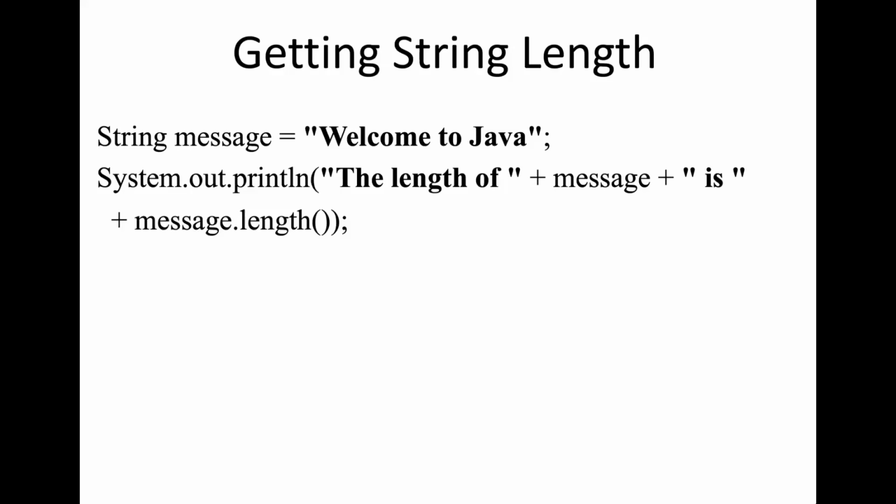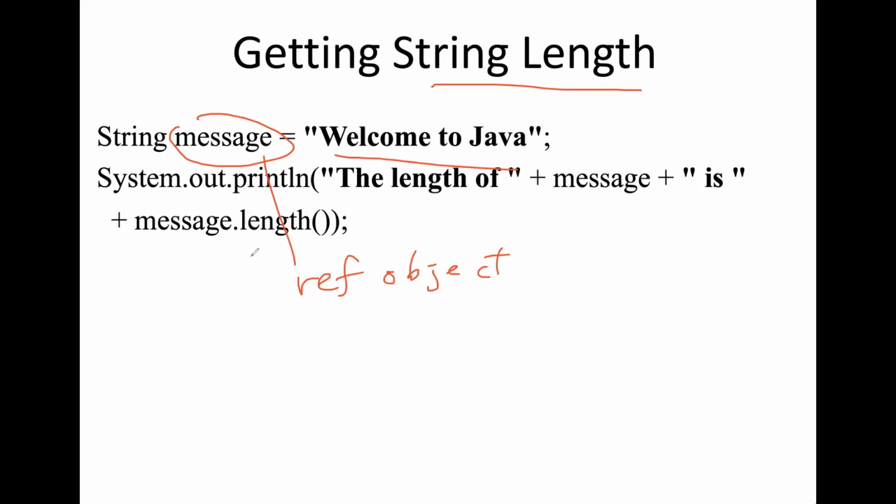Let's quickly illustrate a few string manipulation methods. The very first one is getting the string length. You've seen this a few times when we take an existing string instance at runtime, initialized to "welcome to Java" in this case. This is a reference object. In Java, you use the dot operator, reference object dot the method name, to invoke that method, which takes no parameters in this case, and returns the length of that message.